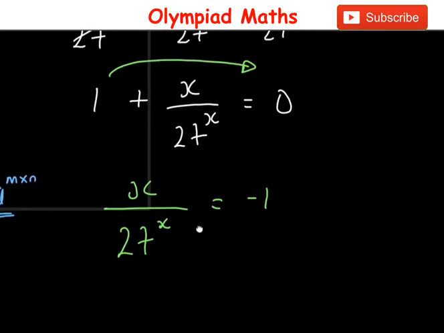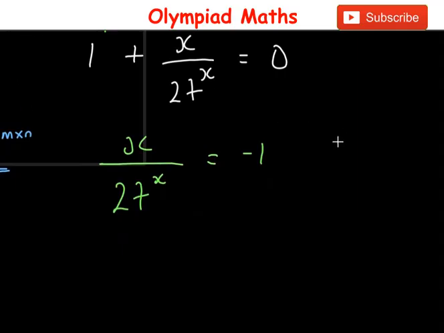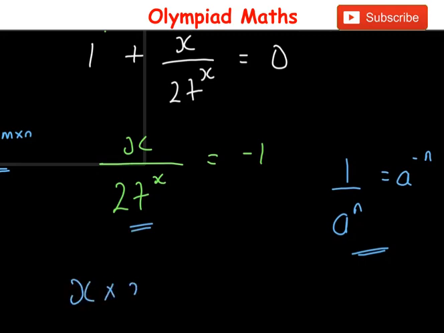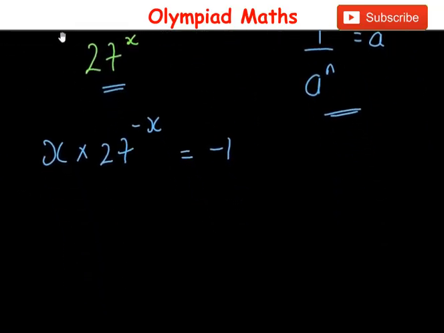And we are going to apply this rule of indices that if you have 1 over a raised to power n, this equals a raised to power minus n. So applying this rule right here, this becomes x times 27 raised to power minus x and equals minus 1. At this junction, we are going to make use of the Lambert W function. So we call it the Lambert W function.